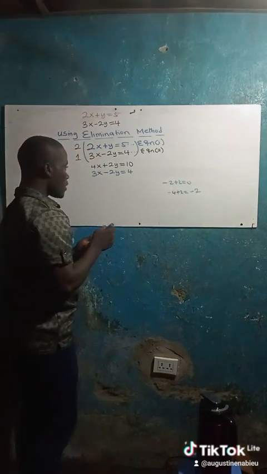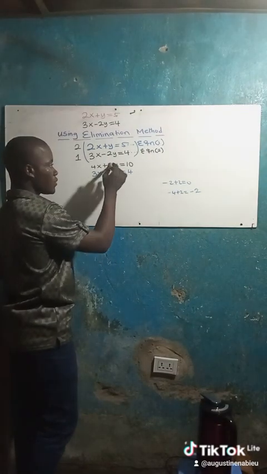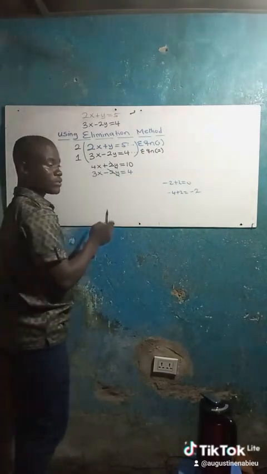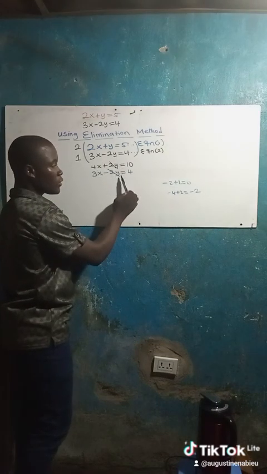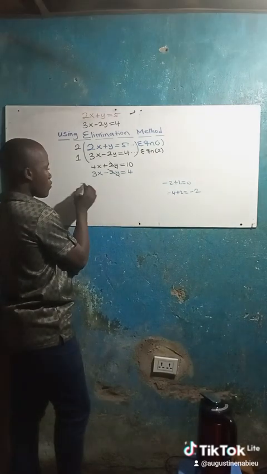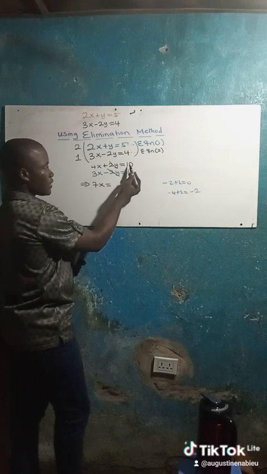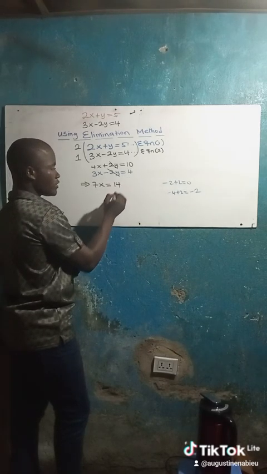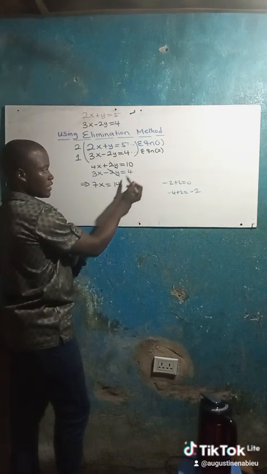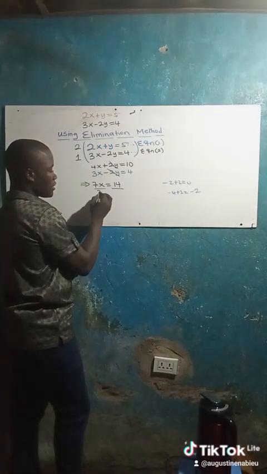So it means that we are going to cancel, because we have positive 2y and negative 2y. We cancel this from the equation. So now we are solving for x. We're going to be left with x in the two equations. So we add 4 plus 3, which gives me 7x, is equal to 10 plus 4, which gives me 14. I am solving for the value of x.